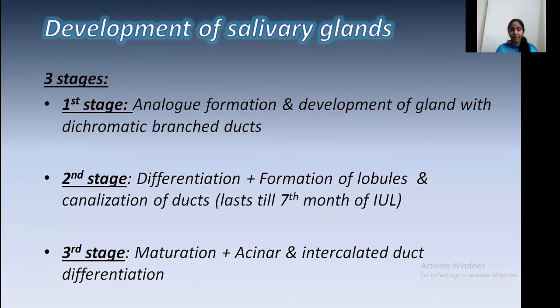We'll come again. First stage is anlage formation with development of the gland along with dichotomous branches. Second stage, differentiation and formation of lobules and canalization of the ducts. Third stage is maturation plus acinar and intercalated duct differentiation.